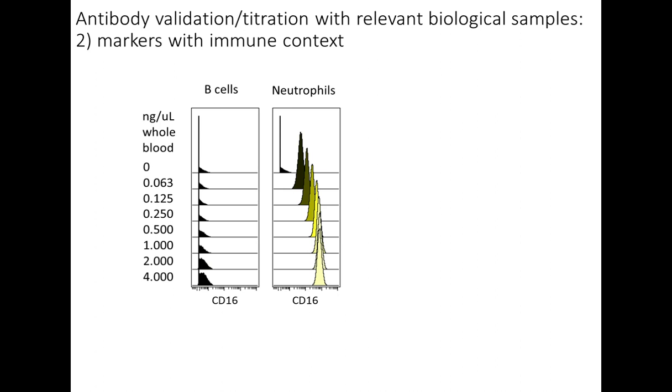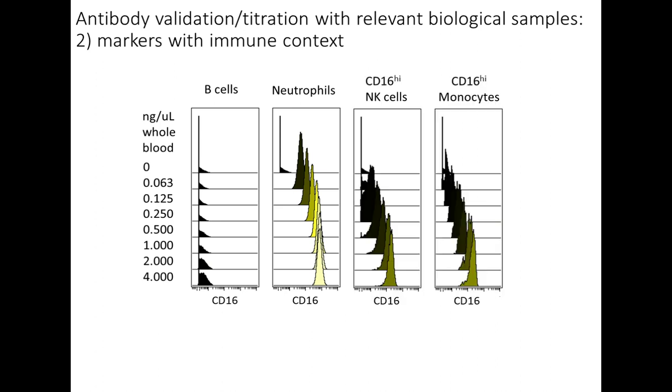So this is also actually useful for antibodies that are expressed in a heterogeneous format. So one example here is CD16. This is being titrated in whole blood, and you can see that B cells here are serving as our negative control, neutrophils are serving as our positive control, and sort of eyeballing this with the neutrophils, it looks like we're getting close to saturation of this antibody at about 0.5 nanograms per microliter of whole blood.